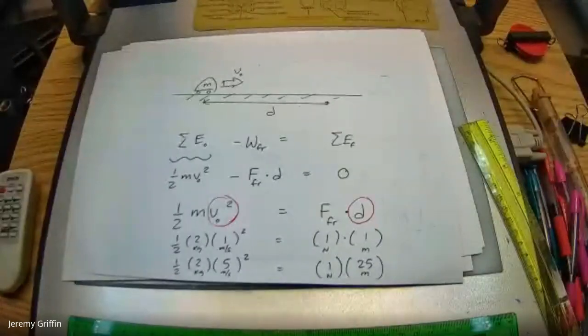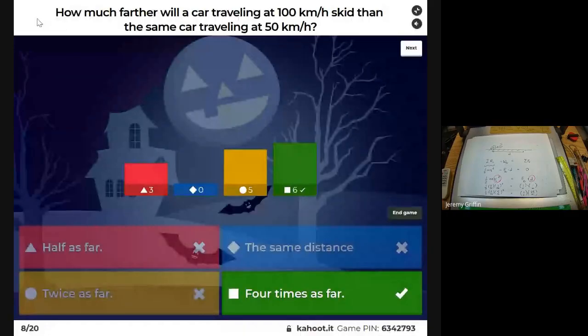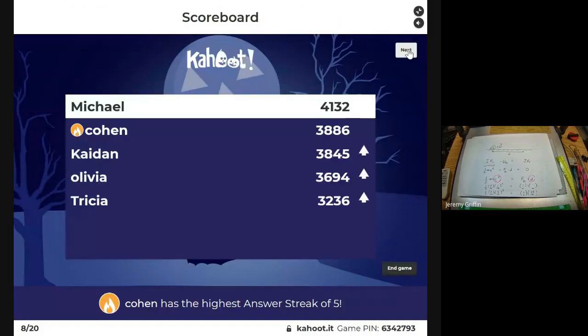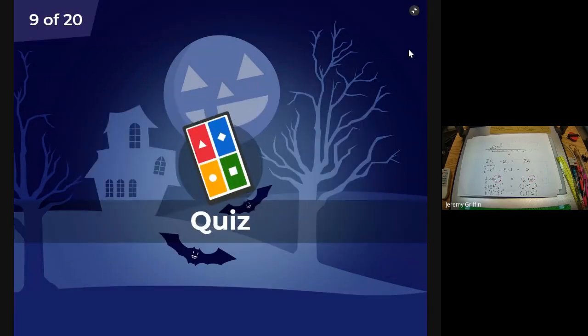All right, back to Kahoot. Yeah. So double the speed, 4 times the stopping distance. Got Michael, Cohen on fire, Kaden, Olivia, Trisha.